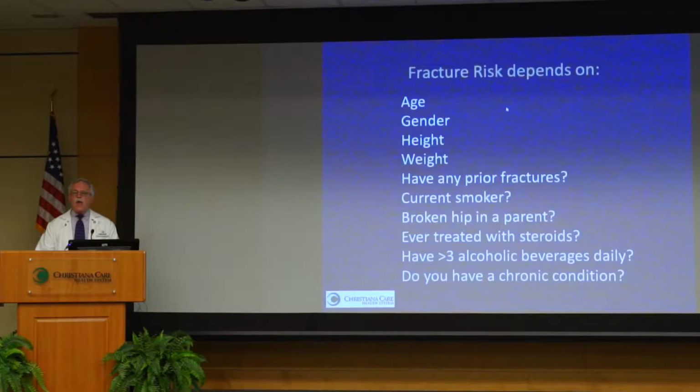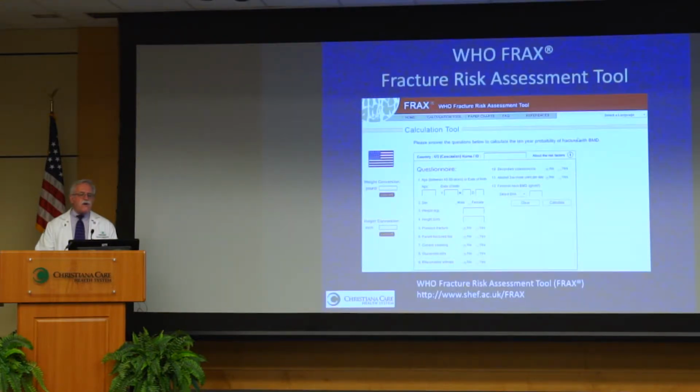So your overall fracture risk depends on your age, gender, your height and weight. Any prior fractures means you're at greater risk. Do you smoke? Did you have a parent break a hip? Have you ever had steroids? Do you have a chronic condition? And a number of other factors. So the trick is to take all of this into account.